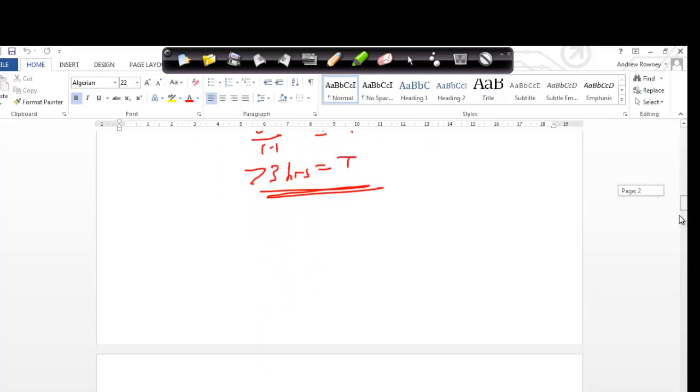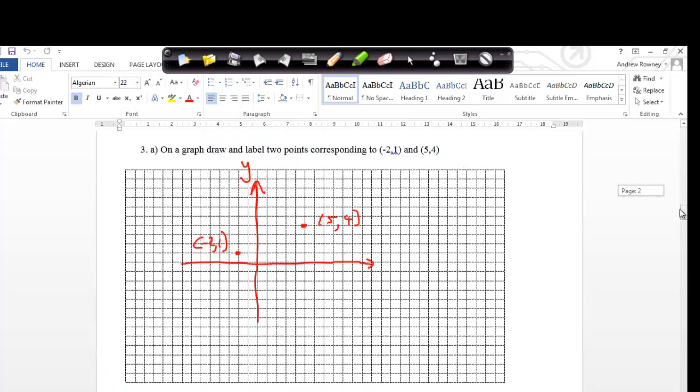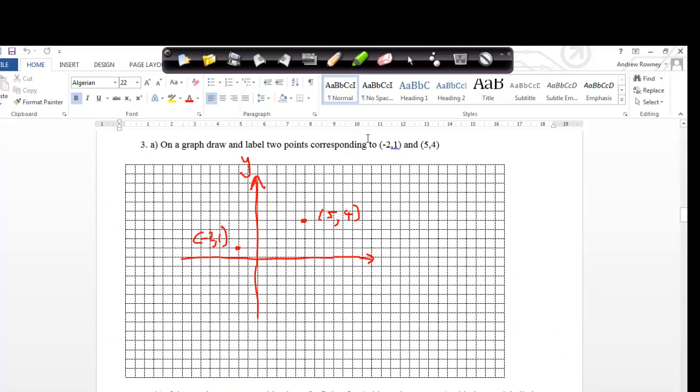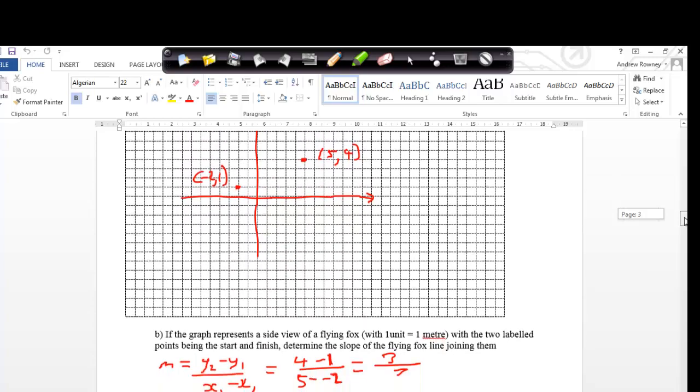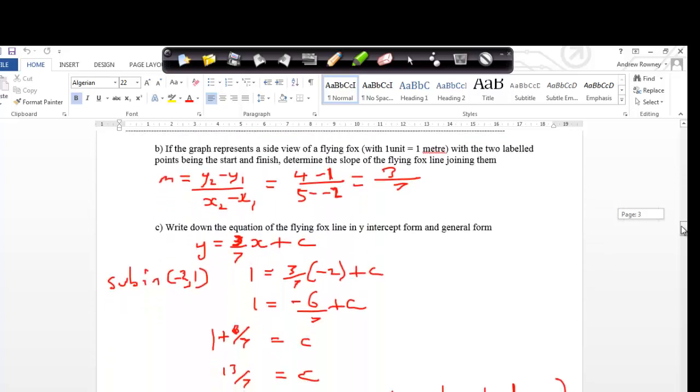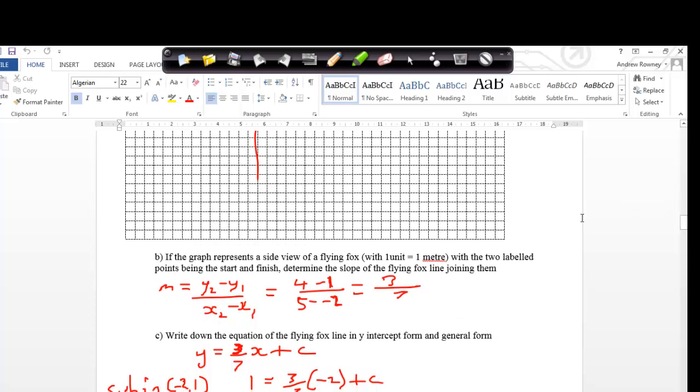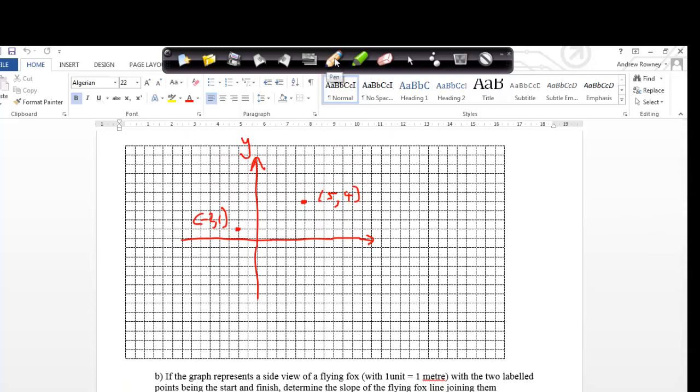Okay, now we go on to question 3. Question 3 is 2 points you want to plot, so that's easy. You go back to up 1, next one's 5, 4, across 5, up 4. And then the following questions are asking you to use those points to find out other things, like this one's the slope. It's saying now pretend that these points represent a side-on view of a flying fox. So you'd have a line like this. So obviously the person starts here and they go down the flying fox and they end up there.